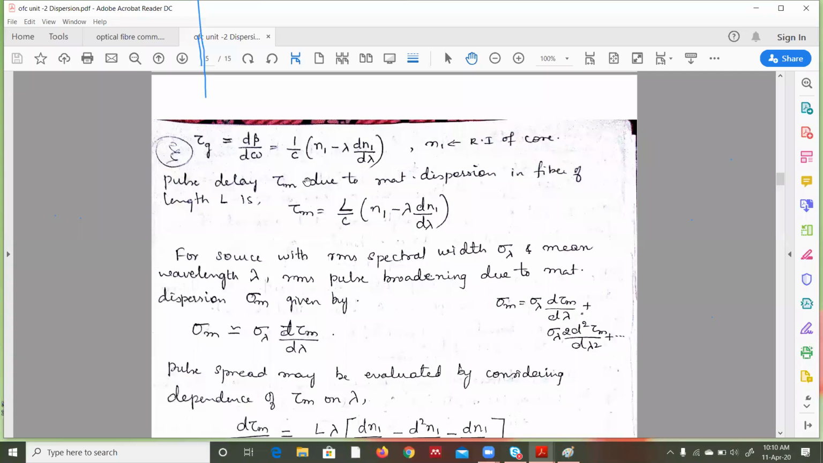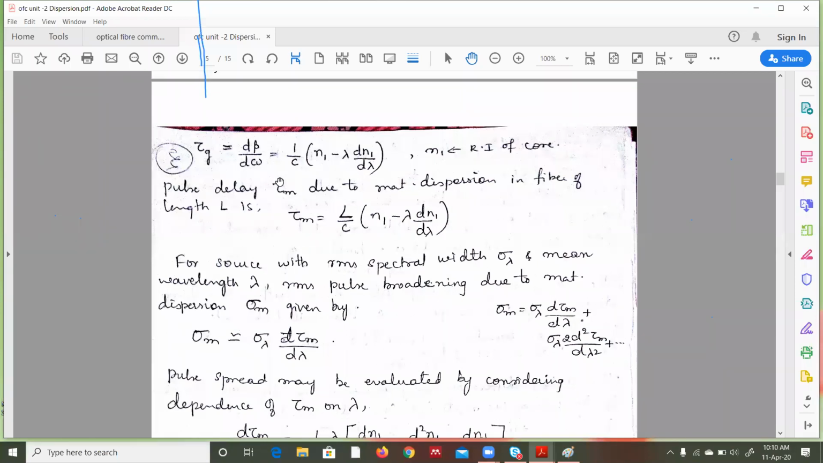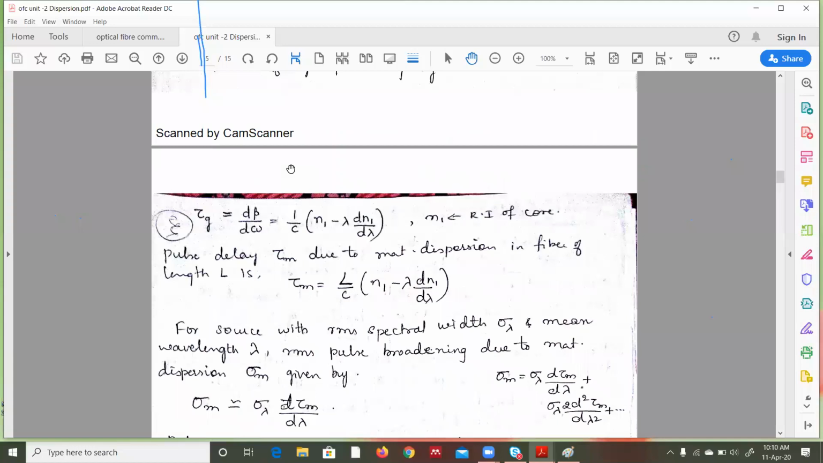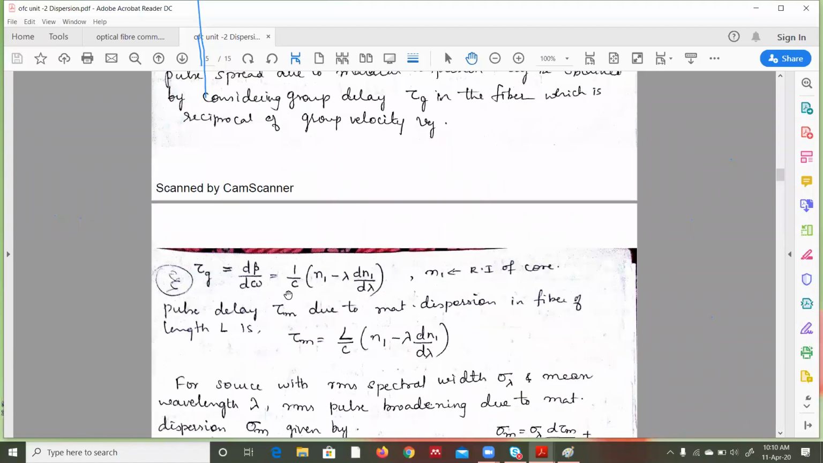So pulse delay tau m due to material dispersion in the fiber of length L. So this is without considering length as a parameter. So tau m, the pulse delay with respect to length of the fiber, we will represent as tau m. So pulse delay without length. Group delay expression is given by tau of xg, which is 1 by c (n1 minus lambda dn1 by d lambda). That is the group delay expression, which is inversely proportional to group velocity.